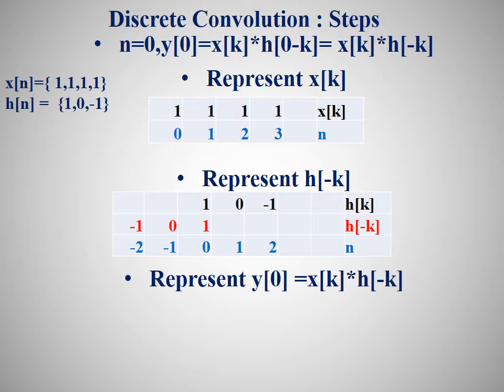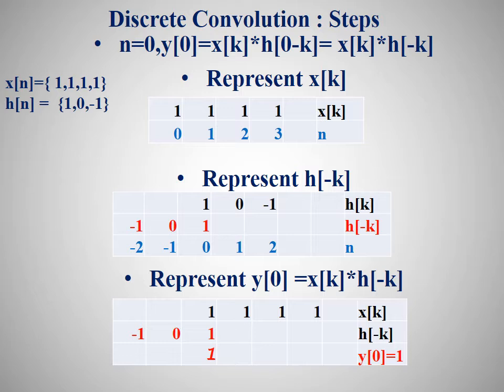Now let us try to evaluate y of 0, which is going to be equal to x of k into h of minus k. What happens to such a problem? We are just writing each of the values at their respective positions, which means at n equal to 0 it is 1, at n equal to 1 it is 1, at n equal to 2 it is 1 and at n equal to 3 it is 1. Similarly here it is 1, here it is 0 and here it is minus 1. So when we consider the multiplication we get the result only at this point, hence the answer is 1. So y of 0 is equal to 1. This is our first discrete convolution answer.